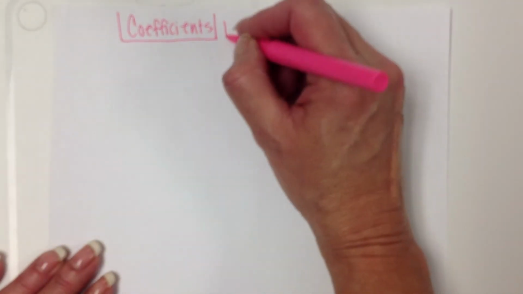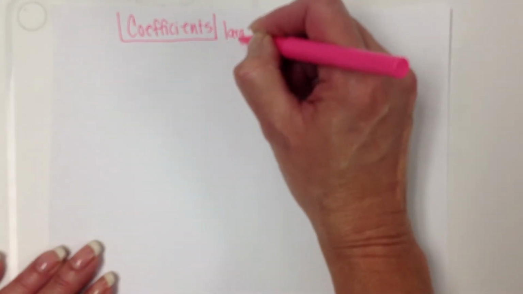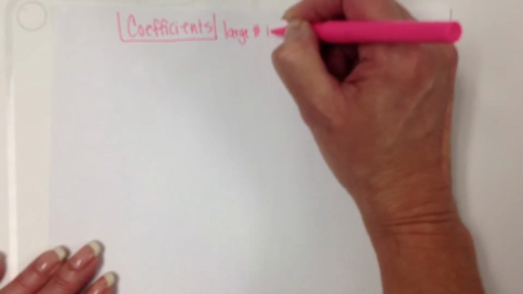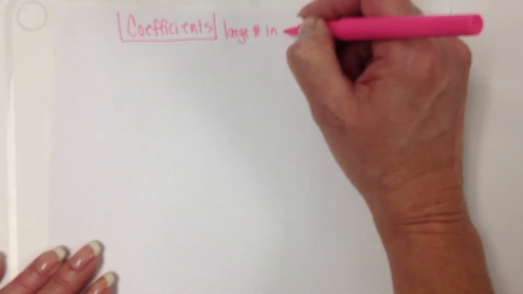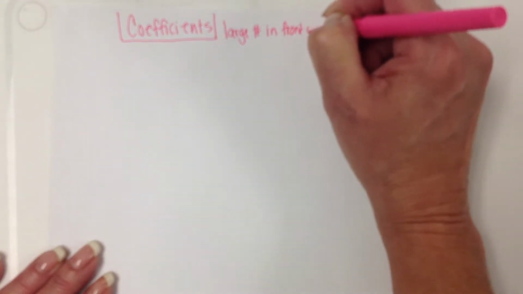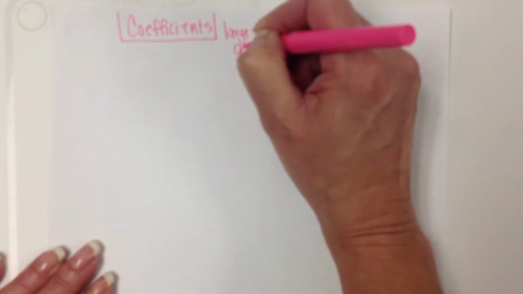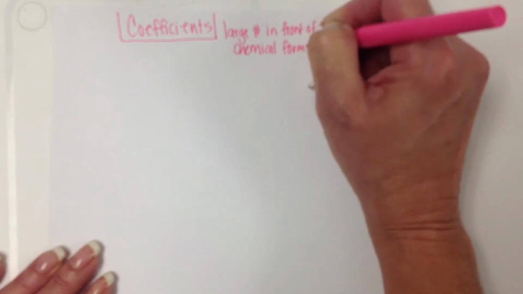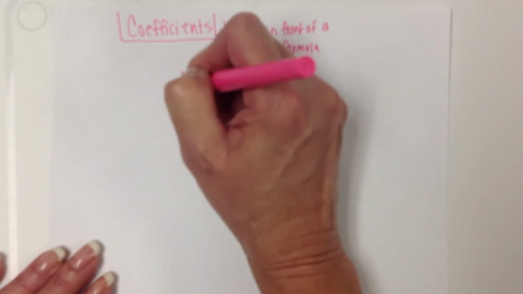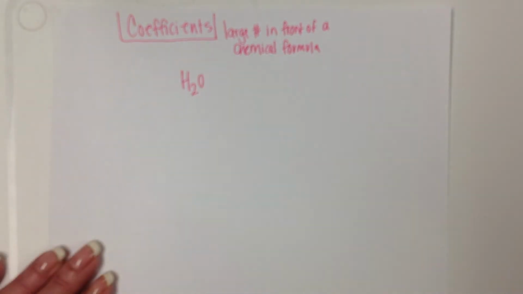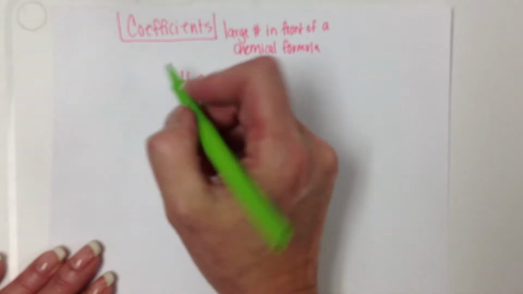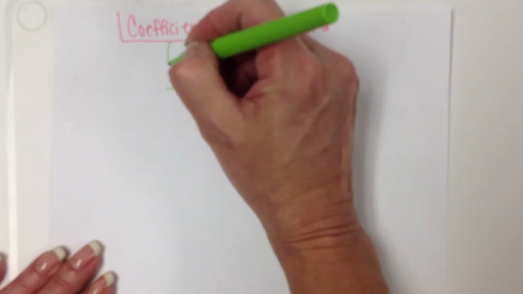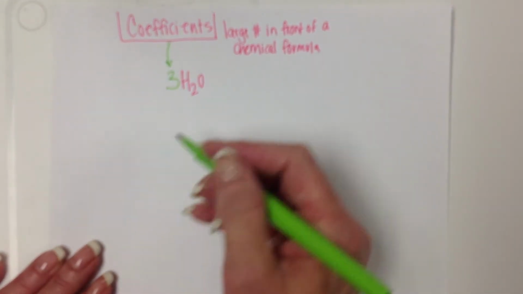Alright, this video deals with coefficients and how to read them. A coefficient is a large number in front of a chemical formula. So for example, H2O, our famous water, and let's say we put a 3 here. This is my coefficient. What does this mean?